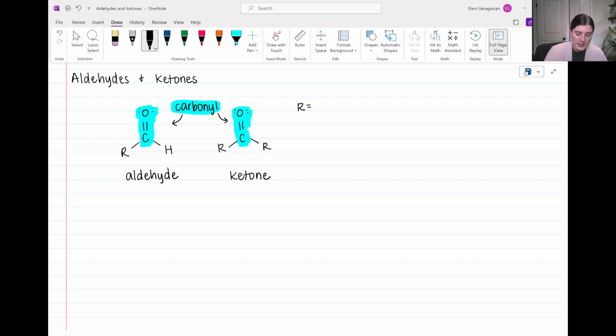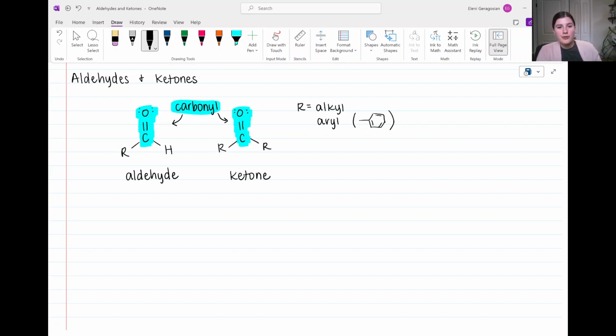So R can be a few different groups. It can be an alkyl chain. It can be an aryl group, which is an aromatic ring. In aldehydes, the other R group could be a hydrogen, and that is still an aldehyde. But in a ketone, the R groups cannot be hydrogens, or else that would be an aldehyde. So there are a few groups. We'll see a few examples. Here are two possible R groups that could be in these molecules.